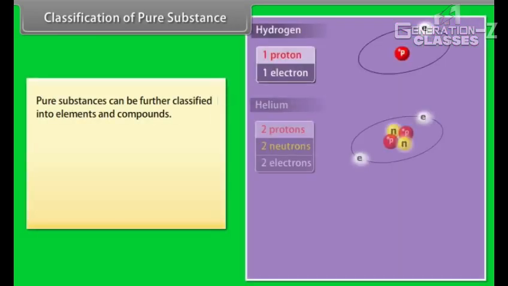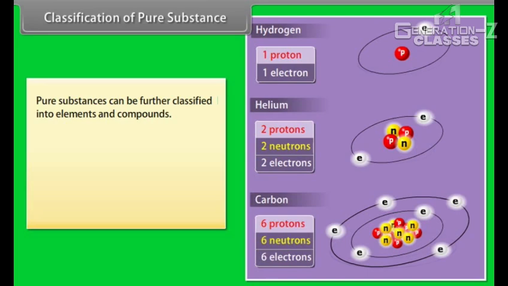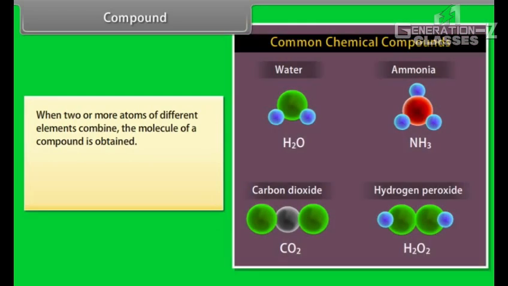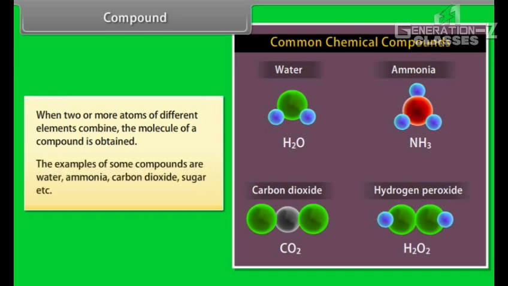Classification of pure substances. Pure substances can be further classified into elements and compounds. An element consists of only one type of particles. These particles may be atoms or molecules. Examples: hydrogen, helium, carbon, sodium, copper, silver, oxygen, etc. Compound. When two or more atoms of different elements combine, the molecule of a compound is obtained. Examples of some compounds are water, ammonia, carbon dioxide, sugar, etc.